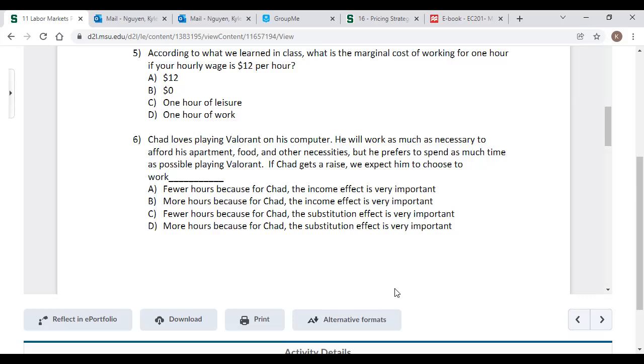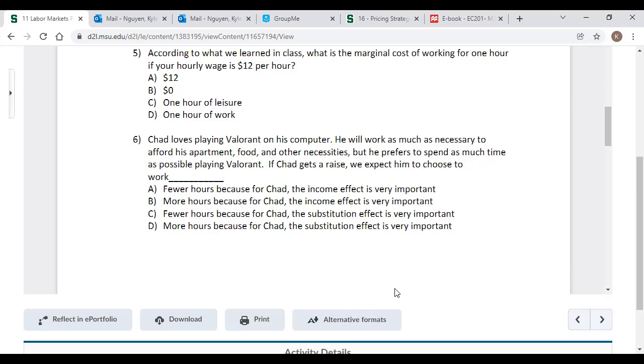B, more hours because for Chad, the income effect is very important. This answer is a contradiction of itself. If the income effect is important, then he wouldn't be working more hours. The income effect says you work fewer hours, not more hours. So obviously B is not correct. C, fewer hours because for Chad, the substitution effect is very important. This is just like B, it's also a contradiction of itself. If the substitution effect was important, he'd be working more hours, not fewer hours. So that's a contradiction.